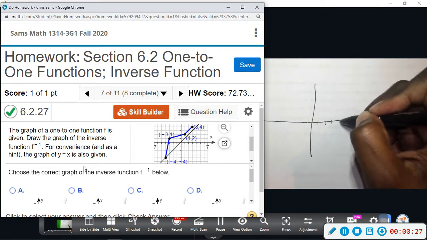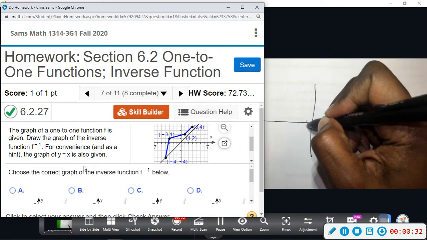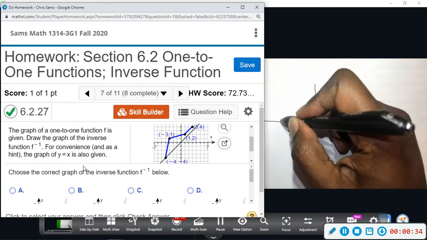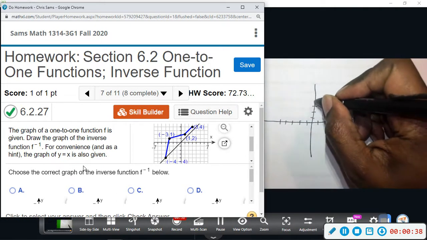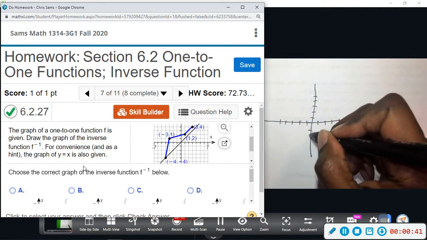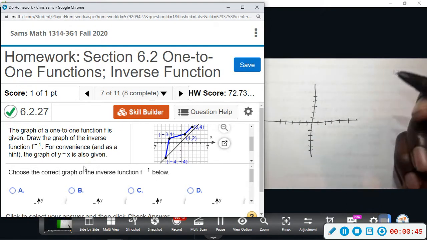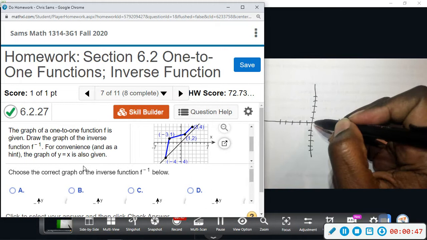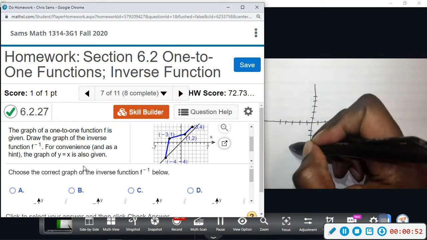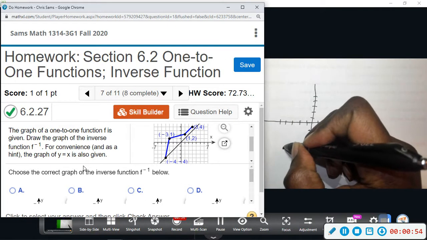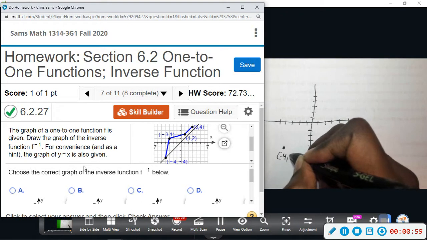1, 2, 3, 4, 5. We don't have anything bigger than 5. So this is x. 1, 2, 3, 4, 5. Too much of a gap there, but it should be pretty close. So we have the point negative 4, negative 4, and that's about right here.